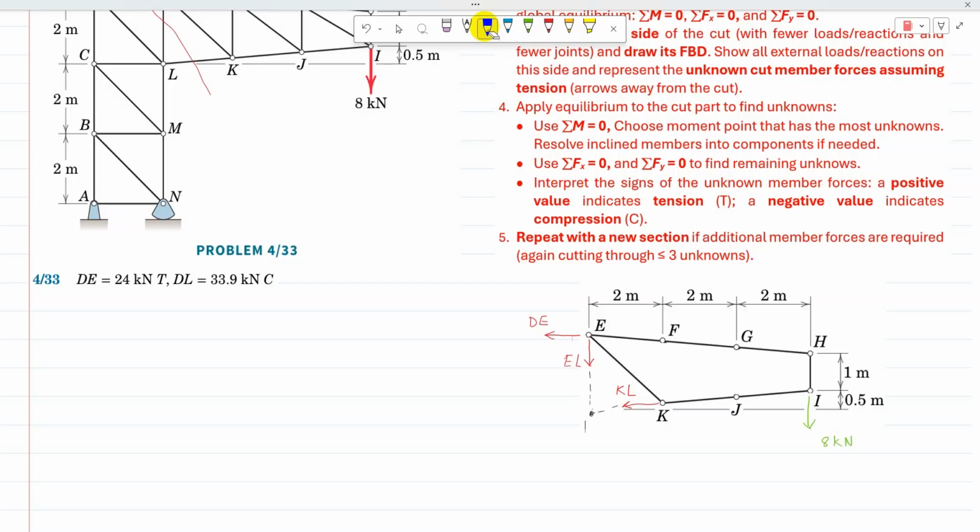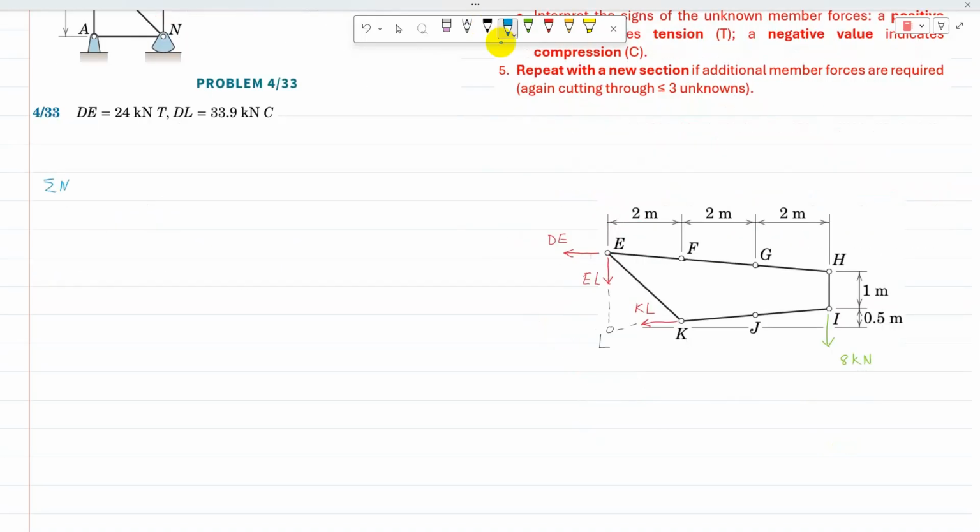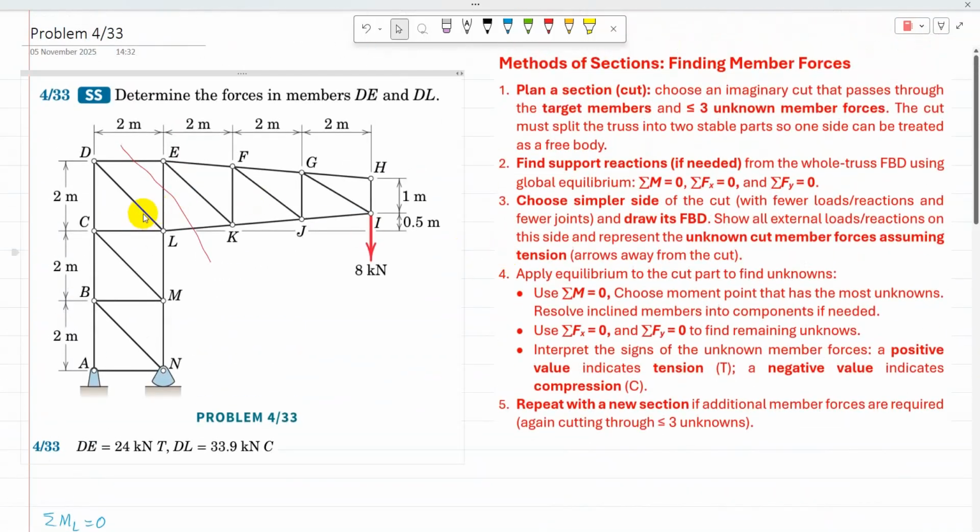To get joint L there, and then I can take moment about joint L, because when I take moment about joint L, EL and KL are eliminated since they are not required. So sigma M about L is equal to 0, and for that EL and KL are passing through L, and DE, the distance is 2L.